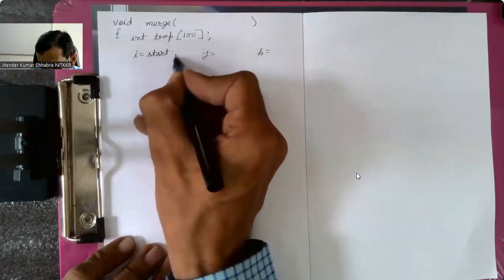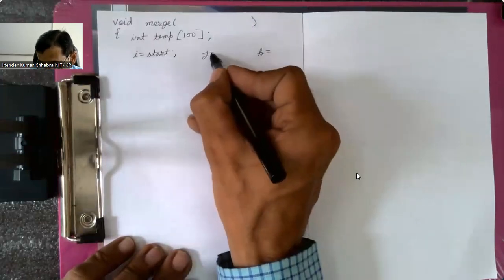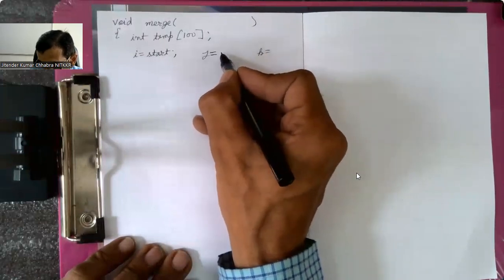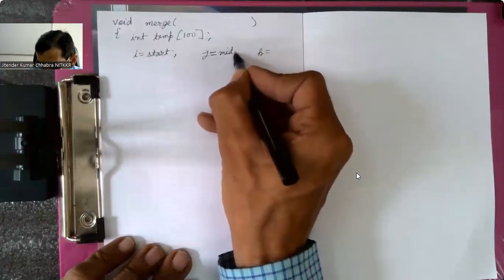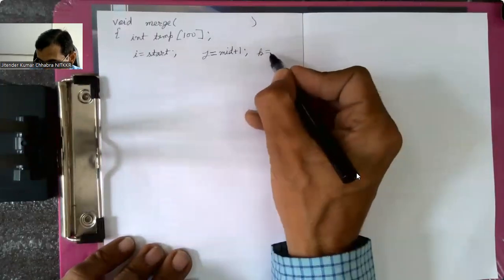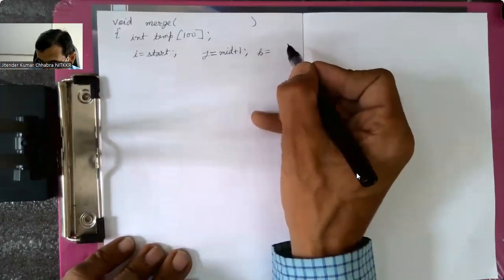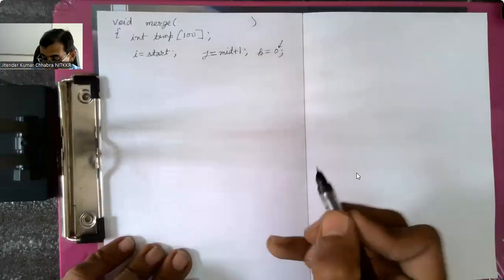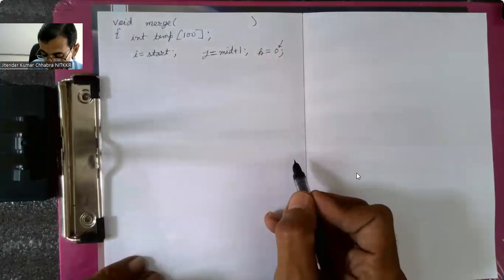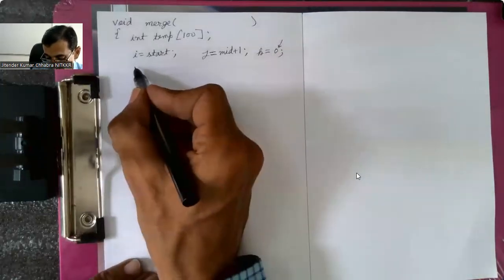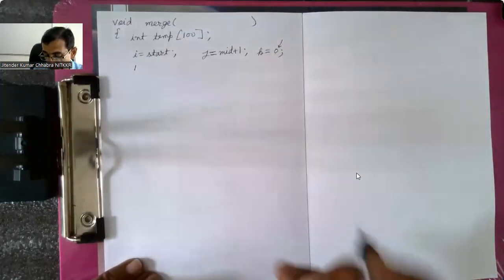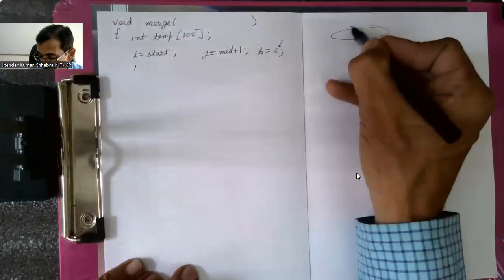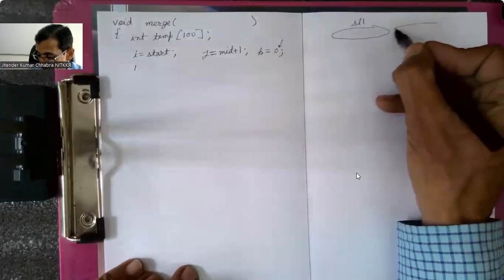It will be start. What will be J? Starting index for the sublist 2. Yes, it is nothing but mid plus 1. What will be K? K I will use to store the elements in temporary array. So obviously K will always start with 0. So then I will need a loop. Of course, how many elements of sublist 1? I have sublist 1 here. I have sublist 2 here.